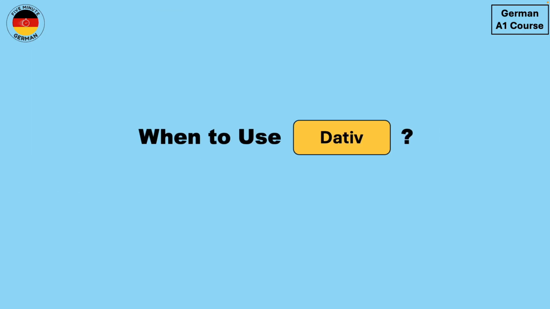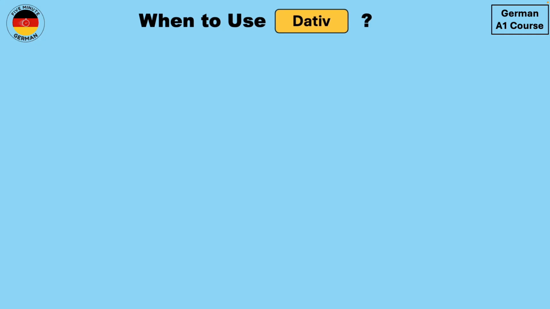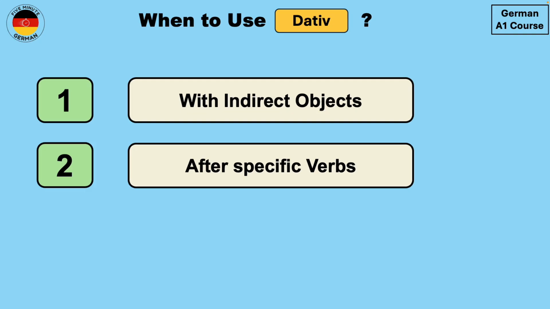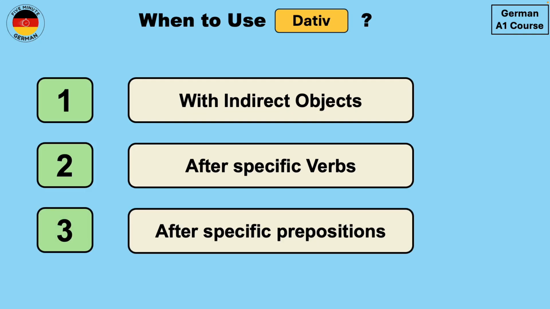So let's see when to use dative. So the dative case is used in 3 cases. The first is with indirect objects, the second is after specific verbs, and the third is after specific prepositions. In this lesson, we will take a look at the first and second point, and the third point, which is after specific prepositions, will be done later. So let's first of all understand what are indirect objects and how the dative is used.